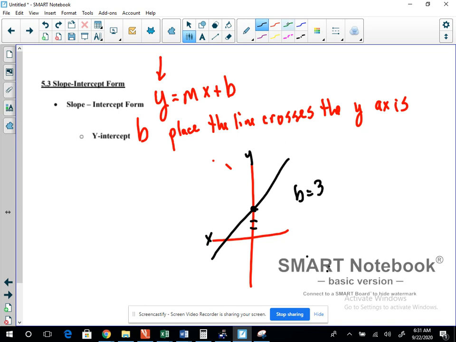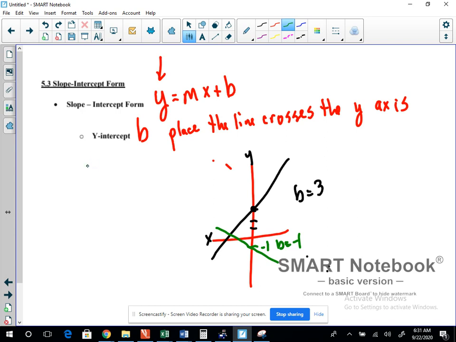If we had another line, let's make a green line, and it crosses here, at -1. For that line, b is -1. So it's simply on this y. This y has a number line. Where did the line cross?